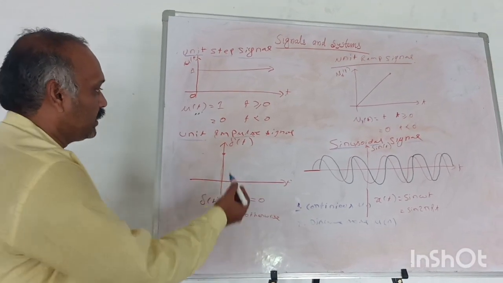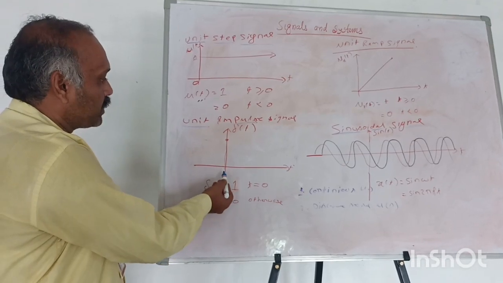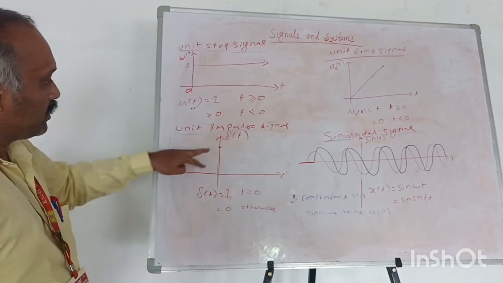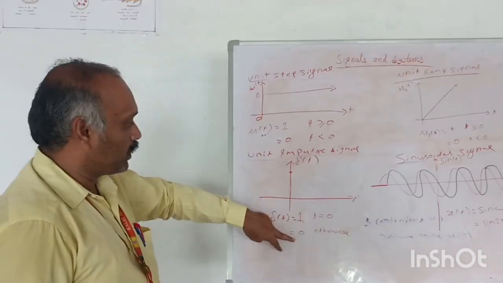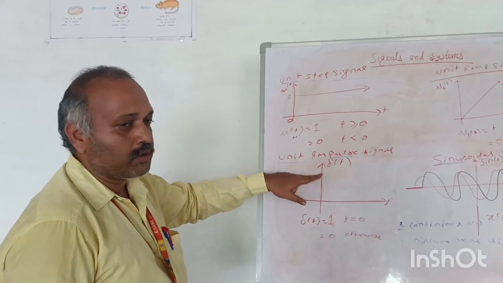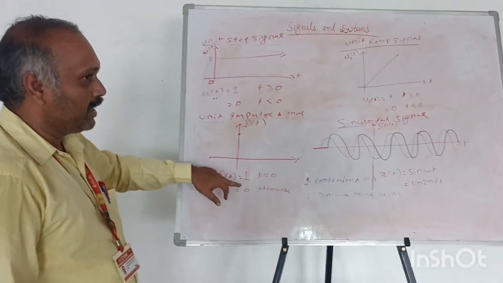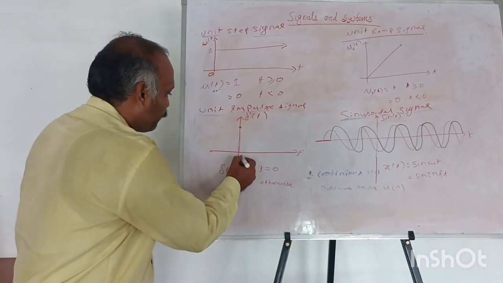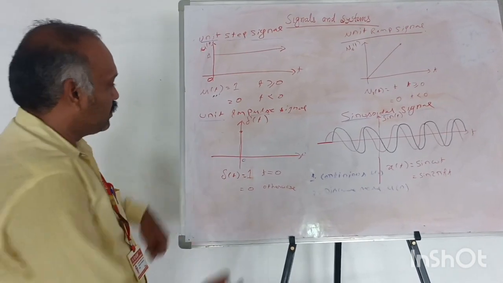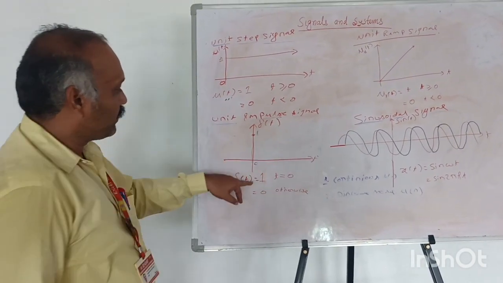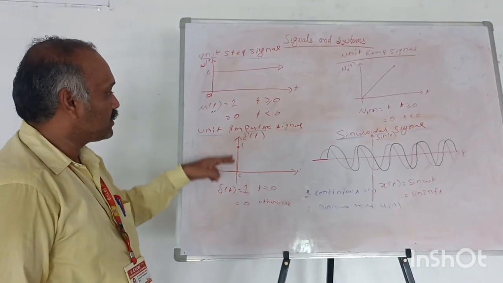That is represented with delta of t, and delta of t is equal to 1. You can observe this from the graph itself. You can remember it either graphically or mathematically, but it is easier to remember graphically, because from the graph itself we can build the mathematical equation. We get the signal at t equal to 0, where it is 1. So delta of t is equal to 1 at t equal to 0, and 0 otherwise.